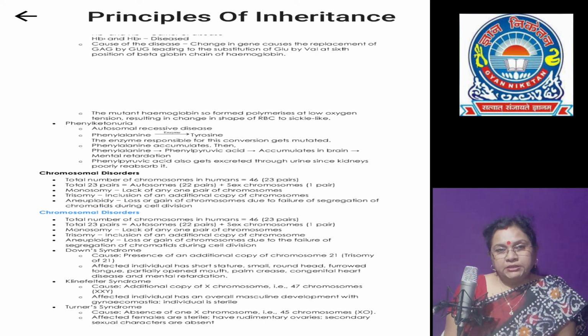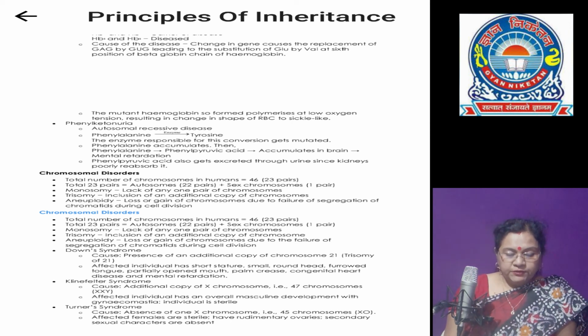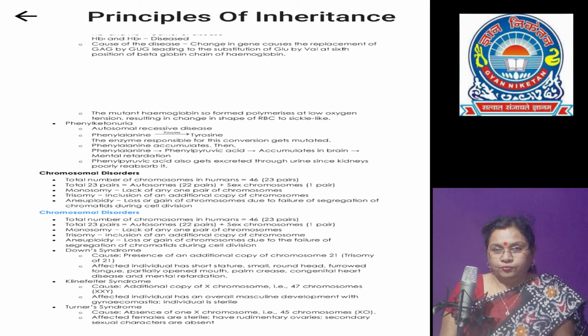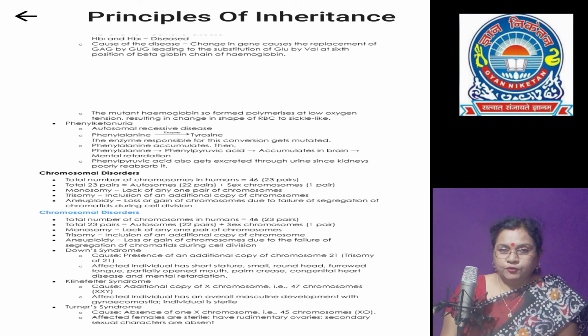Next syndrome is Klinefelter syndrome. This is caused due to the presence of an additional X chromosome, resulting in the karyotype autosomes plus XXY, meaning the Klinefelter syndrome person has 47 chromosomes, an addition of a chromosome.